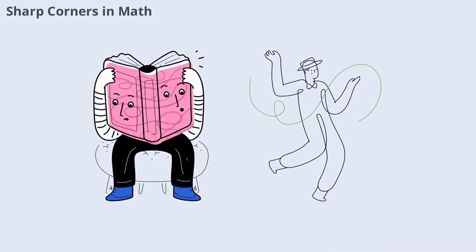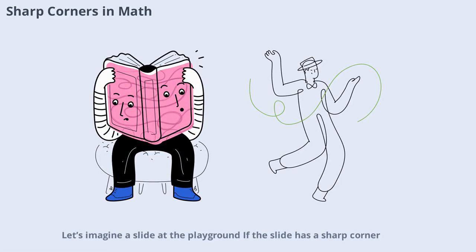Let's imagine a slide at the playground. If the slide has a sharp corner, you'd feel a sudden bump as you go down. In math, if a graph has a sharp corner, it's not differentiable at that point. The curve isn't smooth there. So differentiability means the graph is not just connected, but also super smooth everywhere.